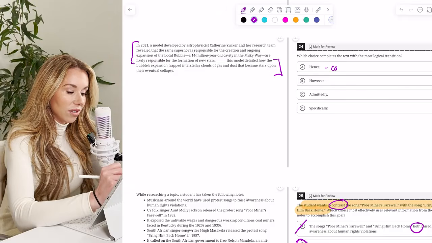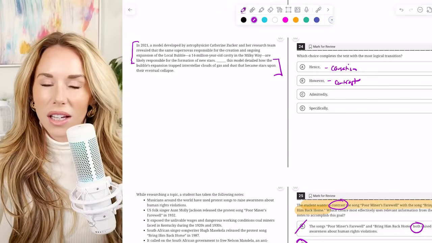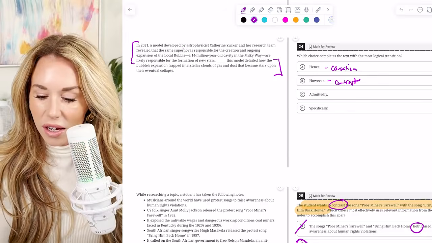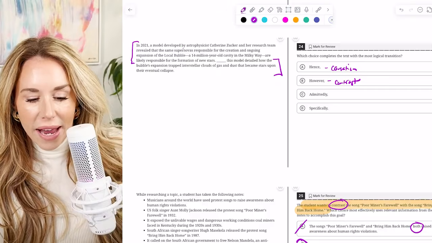So hence is a causation, just a heads up for you guys. However is a contrast. Admittedly is kind of context specific. Same with specifically. So let's see what we've got going on.